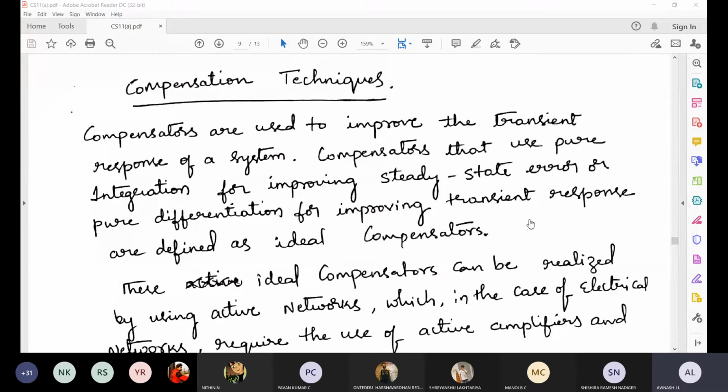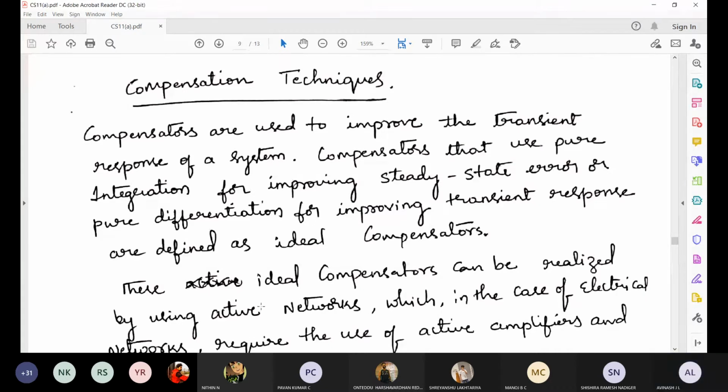That is the thing. Next topic is compensation techniques. After that, Bode plot is there. When Bode plot completes, your syllabus will be completed. For compensation techniques, we will take just the theoretical part. So what is the theoretical part? We are going to discuss that now.